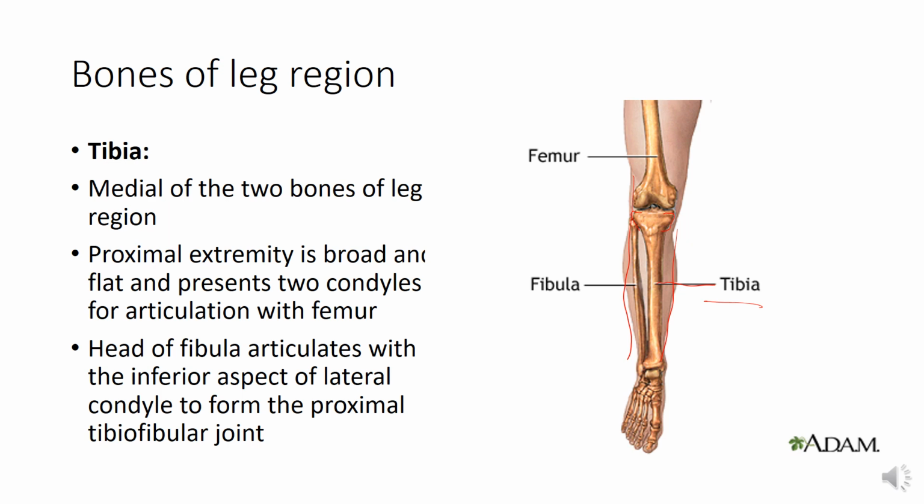Head of fibula articulates with the inferior aspect of the lateral condyle to form the proximal tibiofibular joint. So this is the proximal tibiofibular joint formed by the head of fibula and the inferior aspect of the lateral condyle of tibia. So this is forming the proximal tibiofibular joint.